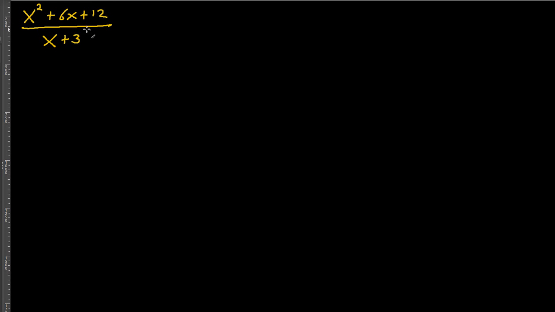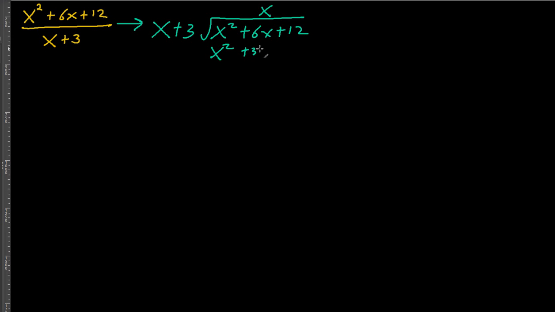Now, change my pen color. Now, again, if we could, we would just factor out x plus 3, but we would need the factors of 12 that add to 6. Well, I don't think that's going to quite work. So I'm going to rearrange this problem as x plus 3 will go into x squared plus 6x plus 12. So how many times can x go into x squared? X times. So x squared plus 3x. X times 3 is 3x.